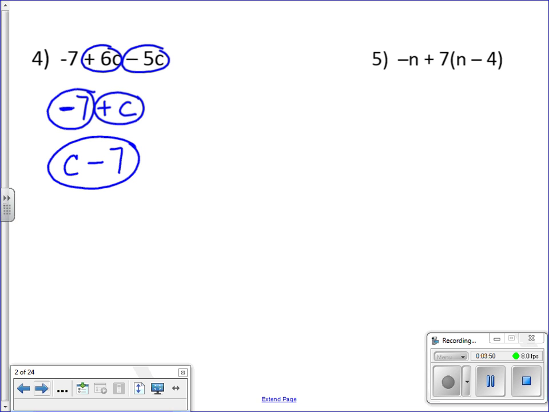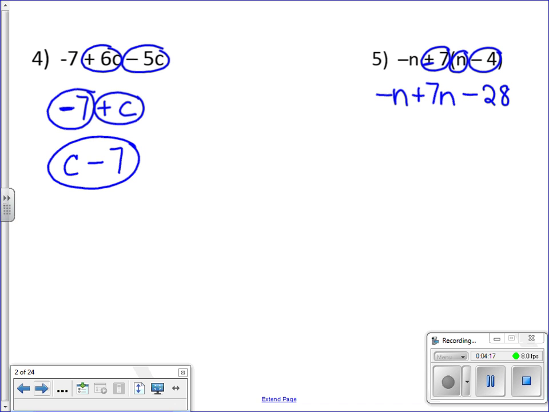This one I'm going to do on number 5. I'm doing a little of both here on this. I'm doing my distribution, and then I'm also combining like terms. I'm going to put the negative n because nothing's going to happen to that yet. I have a positive 7 times n. That's going to be a positive 7n. And then I have a positive 7 times a negative 4. That's going to give me a negative answer. And then 4 times 7 is 28.